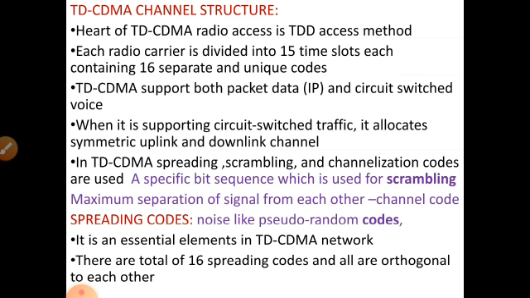So let's go to the topic of spreading code. It is an essential element in TD-CDMA network. There are a total of 16 spreading codes, and these spreading codes should be orthogonal to each other. Suppose any one code is not orthogonal, then we cannot go for the operation.